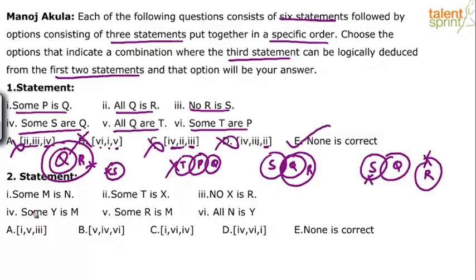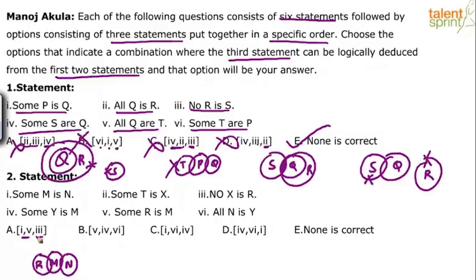Same 6 statements. There have been some combinations given to us in the options. We have to find out in which of these combinations the third statement can be logically deduced from the first two statements. So option A has got 1, 5, 3. 1 is: some M is N. 5: some R is M.